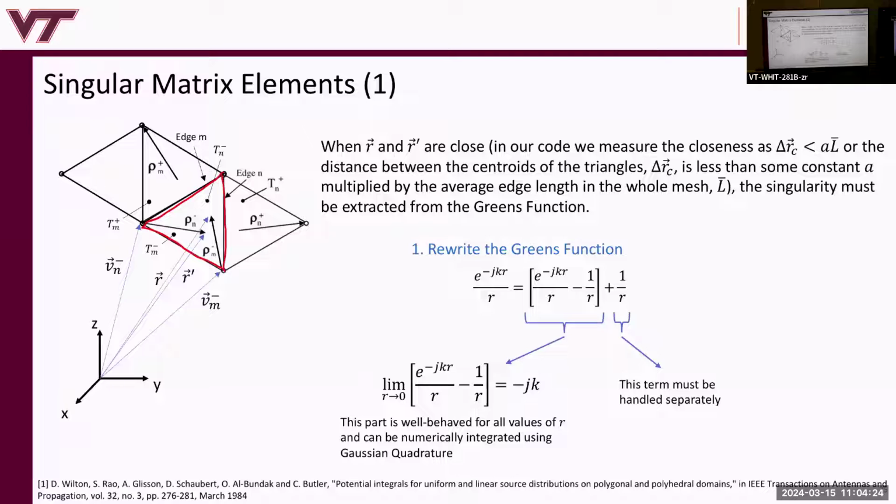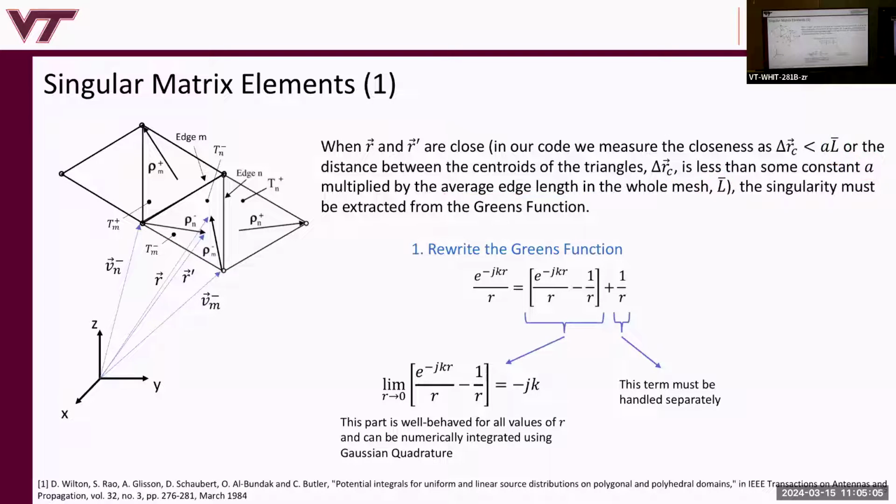And when we do the Gaussian quadrature integration, this is the edge M, so it's rho M minus. So this triangle is the minus triangle of edge M, and it's the minus triangle of edge N. So that means when we do Tm minus Tn minus, we're going to have to use singular matrix approaches, all right? Self terms. So when R and R prime are close, in our code we measure the closeness as some scalar coefficient times the mean edge length, or the distance between the center of the triangle delta RC is less than some constant A multiplied by the average edge length in the whole mesh.